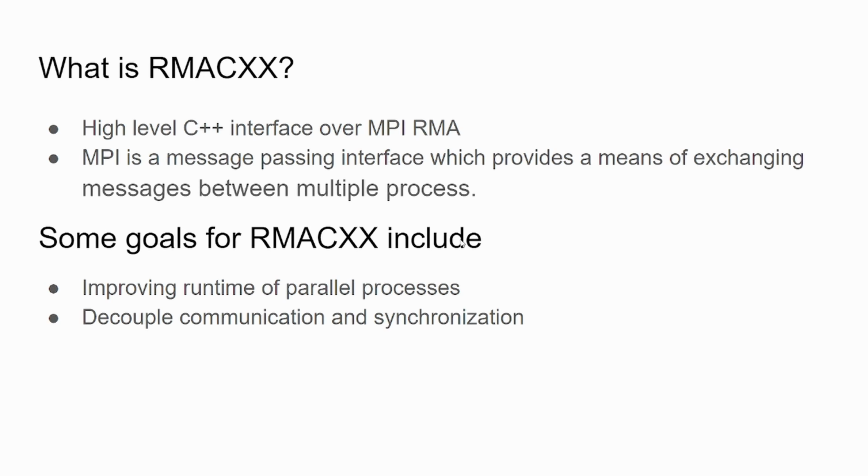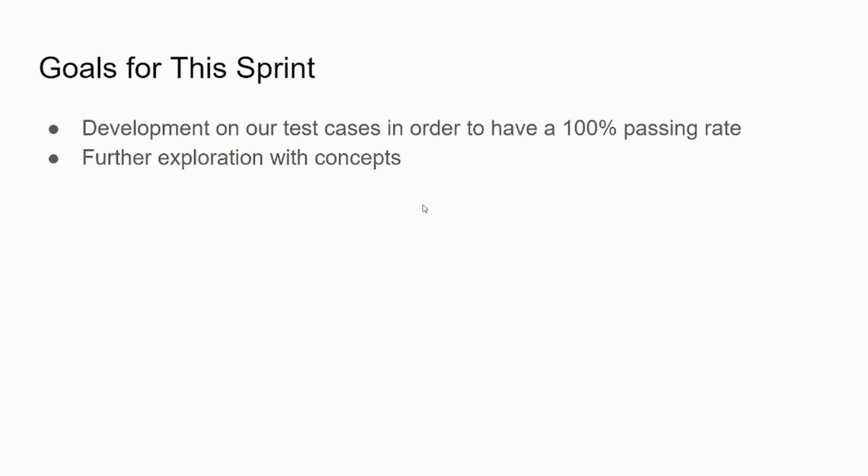Some of our overall goals for RMAX include to improve runtime of parallel processes as well as decoupling communication and synchronization. Some goals for this sprint include further development on our test cases in order to have a 100% passing rate, as well as further exploration with concepts.